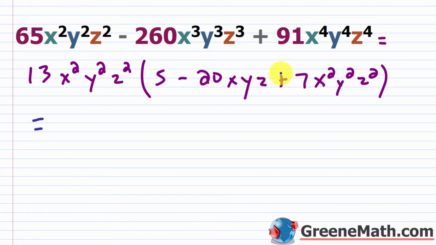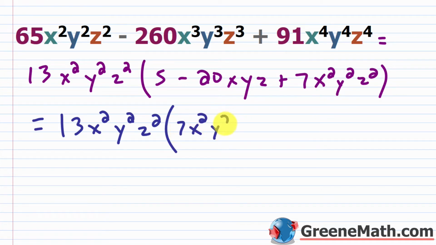Your teacher may want you to rearrange things in standard form. They may want you to rewrite this in standard form first and then this. It's really up to your teacher. So I'm just doing this as an extra step in case you're required. So let me put 13x squared, y squared, z squared. And then inside, I'm just going to rearrange things. So I'll put 7x squared, y squared, z squared first. And then minus, I'll go 20xyz. And then I'll put plus 5.